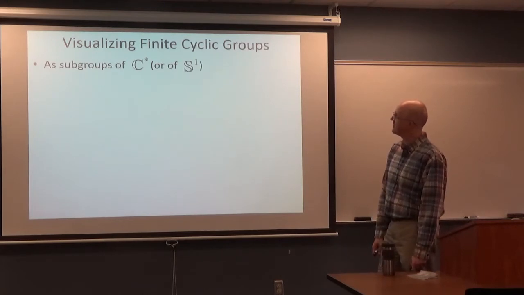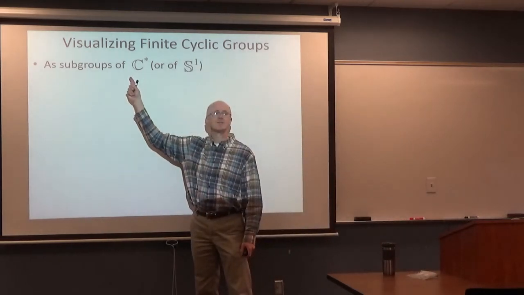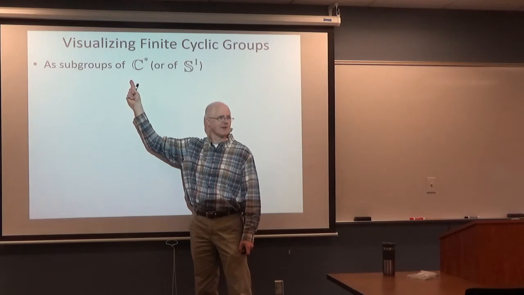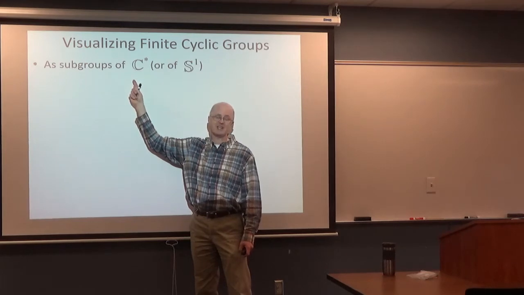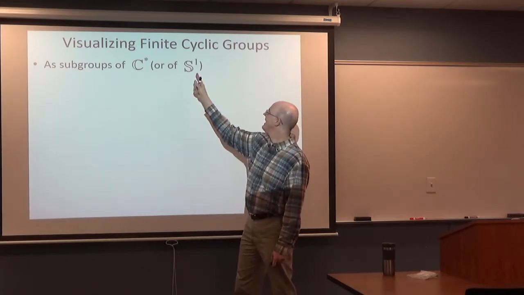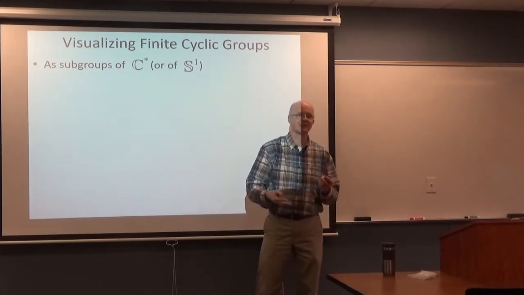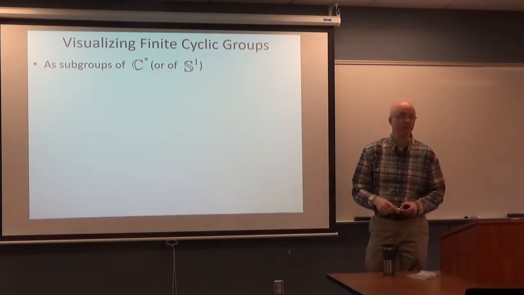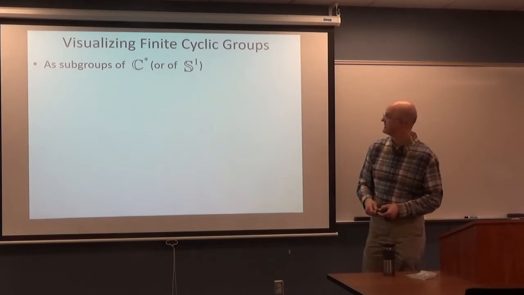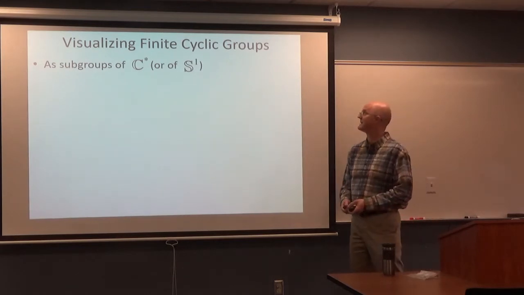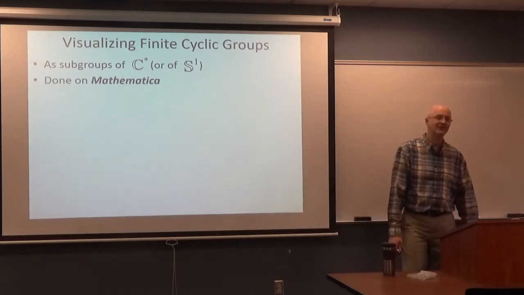One way to visualize them is as subgroups of, what did C star represent? Set of complex numbers without the number 0. What was the operation that made this a group? Multiplication, not addition. And you don't want 0 in there, okay? S1 is the unit circle thought of as a subset of the complex plane. That's a group as well. And I haven't really talked about that a ton in class. I briefly mentioned it. It is in the book in chapter 0, if you're interested in learning about that more. But you can visualize finite cyclic groups, or in fact even infinite cyclic groups, as subgroups of both of these groups. And you can do it on Mathematica, and I'm going to show you.